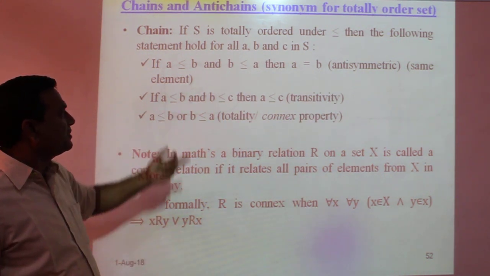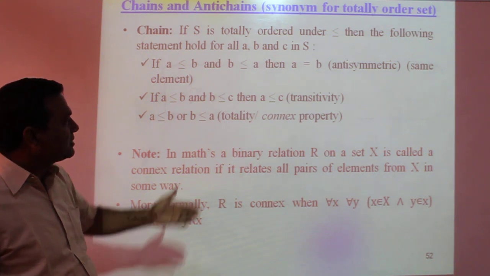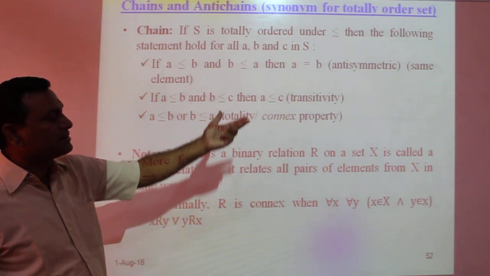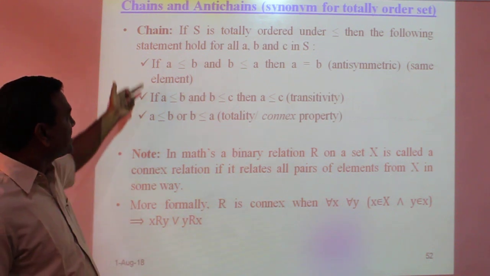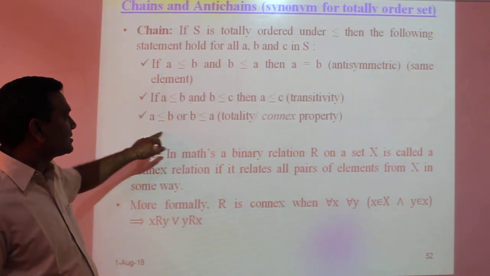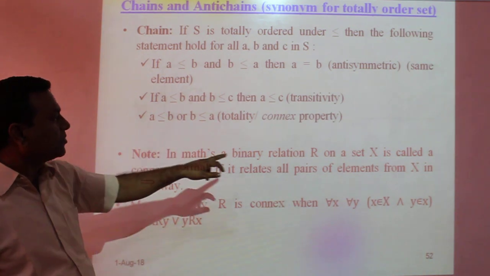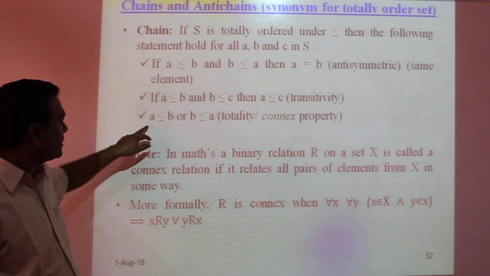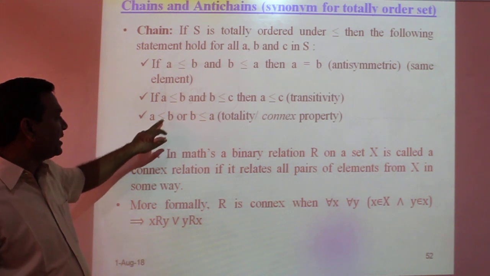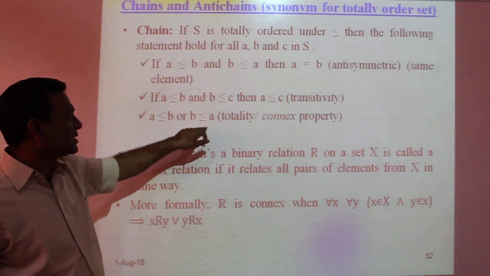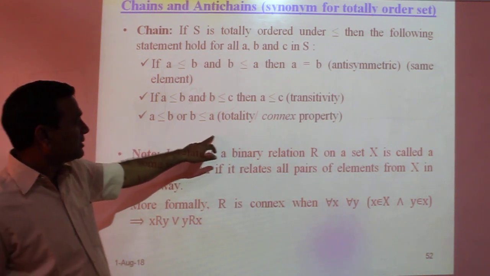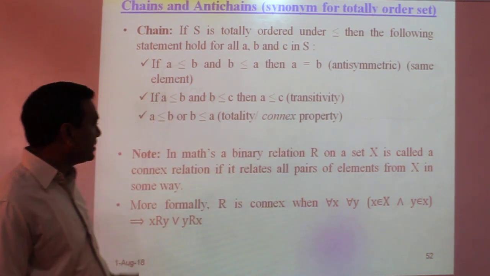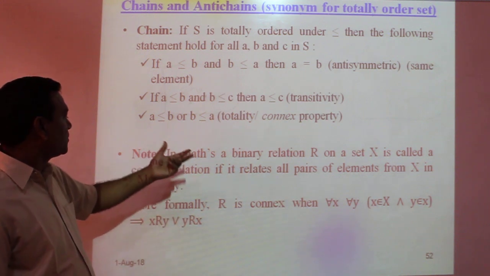If A less than or equals to B and B less than or equals to C, then A less than or equals to C. This is the property of transitivity. It means this is transitive. Then this is the third property, known as the Fonex property. According to this property, if A less than or equals to B or B less than or equals to A holds, then this is the Fonex property, and sometimes it is also known as totality.